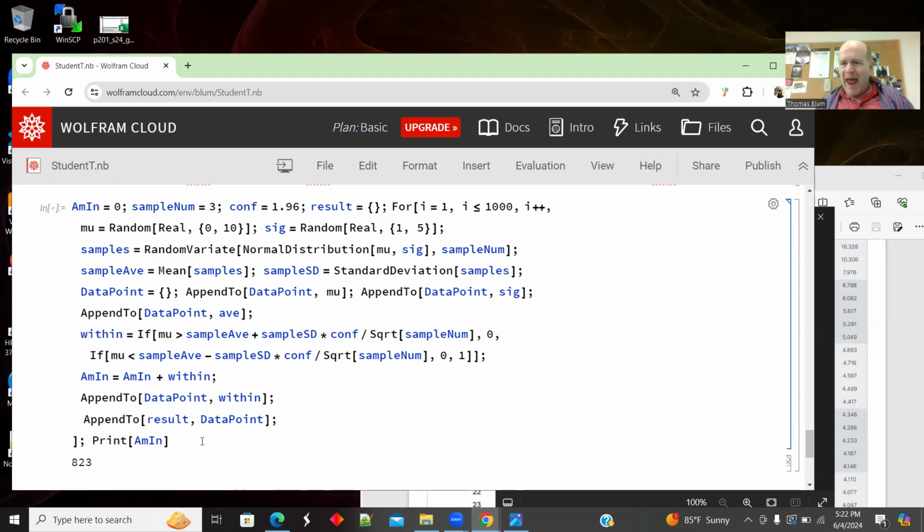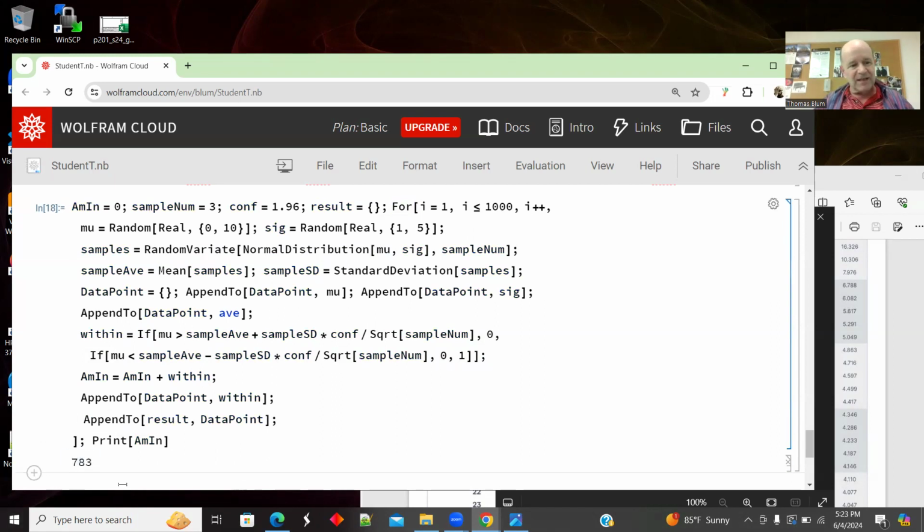But the main thing is this am in. And am in, I have overall 1,000. I am looking to understand. I wanted 95% confidence. I'm using the old number, the 1.96, for 95% confidence. And so this number should be about 95% of 1,000, should be about 950. And we'll see that I'm not getting anywhere near that.